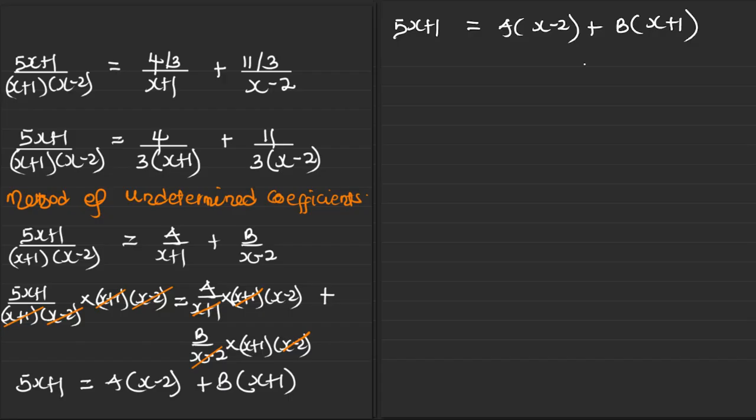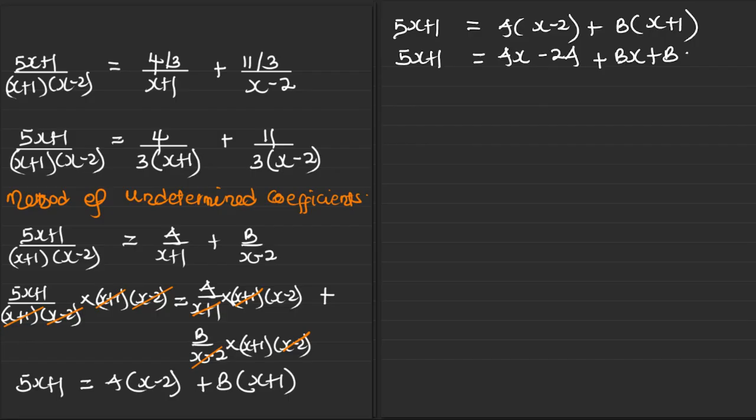Now, this one seems longer, but I assure you that it is the best. As I said, if you really understand it, it would help you when we go to case 2 and then case 3. That is why I'm taking my time for you to get it. Hence, we have our 5x plus 1. We want to expand. So a multiplies x to give us ax, then negative 2a. B also does same. So b times x gives us bx. Then b times 1 gives us b.